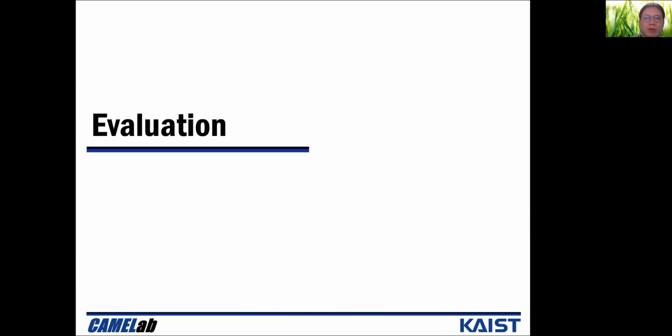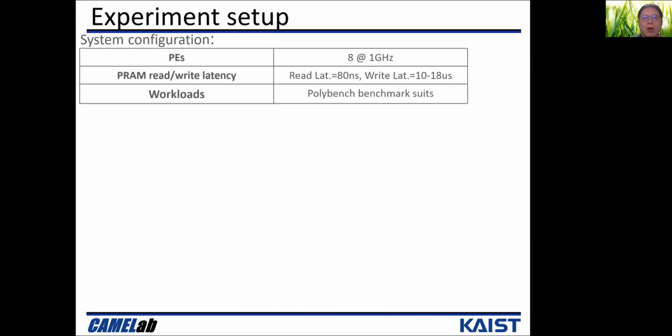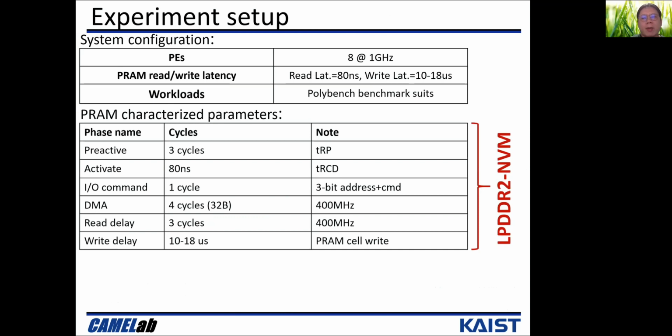Next is our evaluation. Our hardware platform uses 8 cores, each running at 1 GHz. The read and write latency of our PRAM bank is 80 nanoseconds and 10 to 18 microseconds. We use the Polybench benchmark as our evaluation workloads. Our PRAM memory subsystem is shown in the table. We use the LPDDR2 NVM timing diagram.